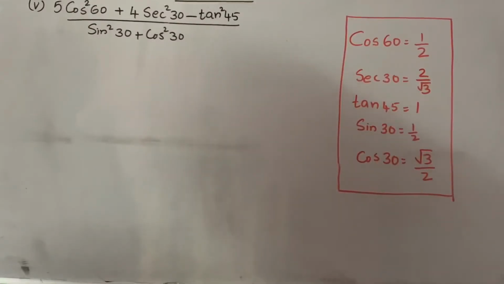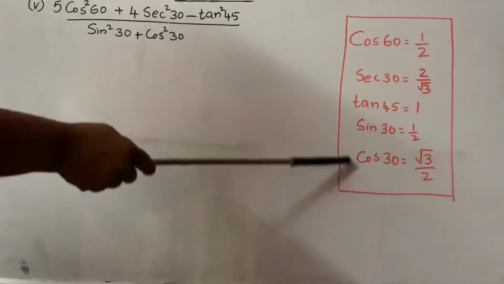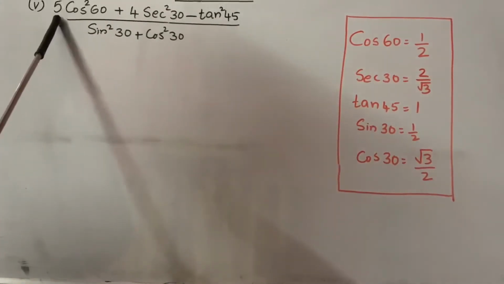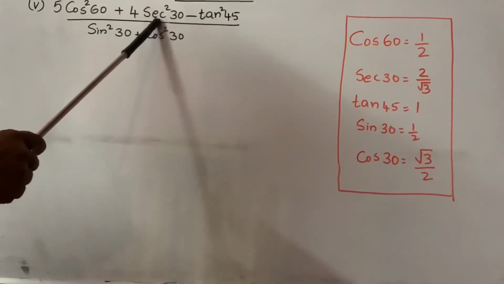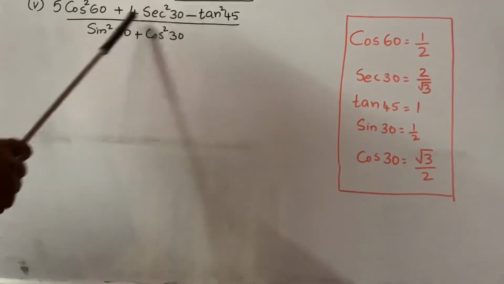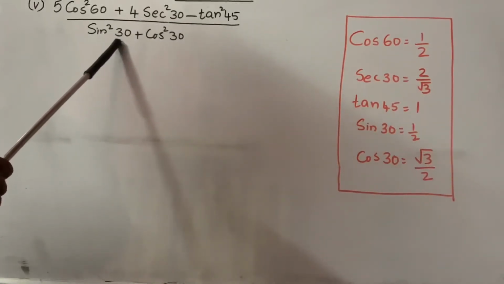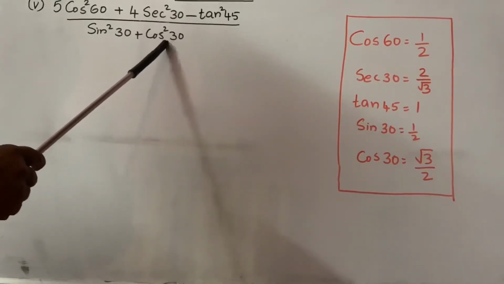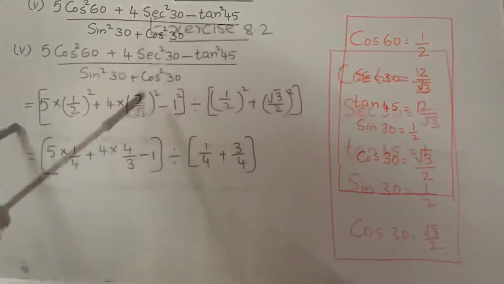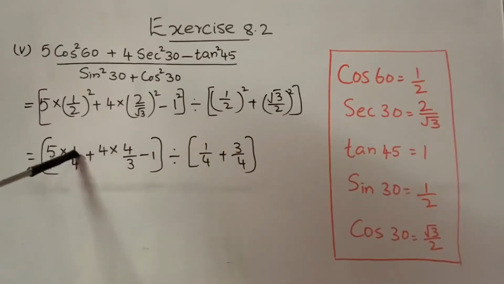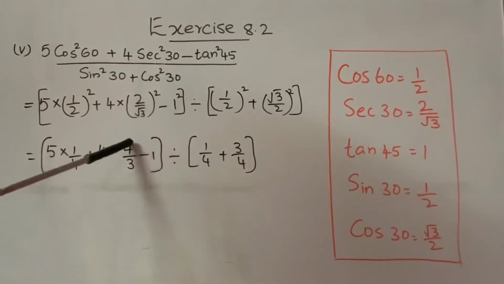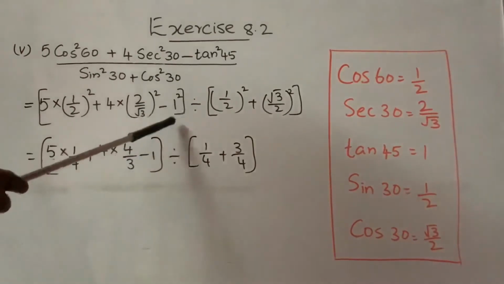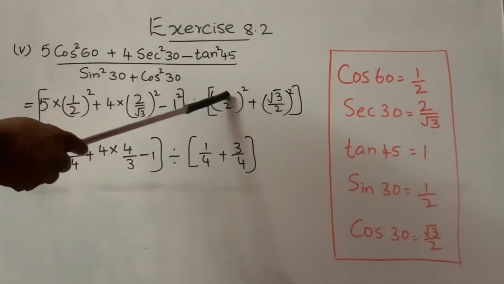In the fifth part of the question, you substitute the trigonometric values in this expression. That means 5 into (1 by 2) whole square plus 4 into (2 by root 3) whole square minus 1 square, divided by (1 by 2) whole square plus (root 3 by 2) whole square. That is 5 into 1 by 2 square is 1 by 4, plus 4 into 2 by root 3 square is 4 by 3. Root 3 square is 3.